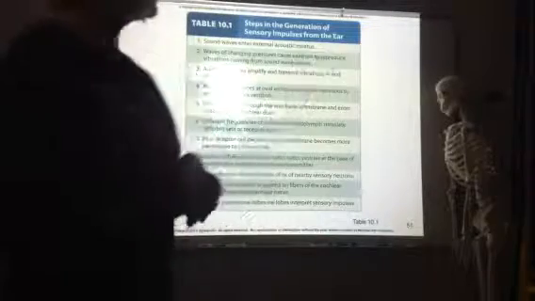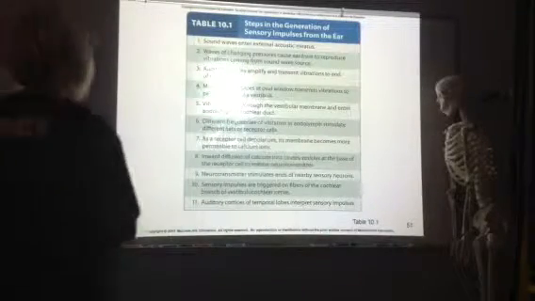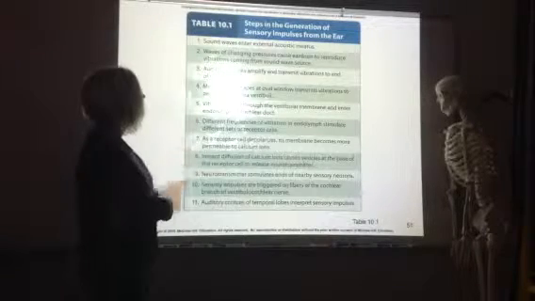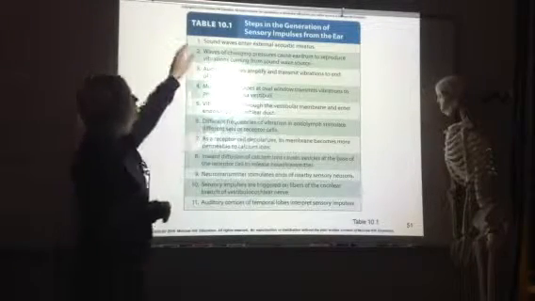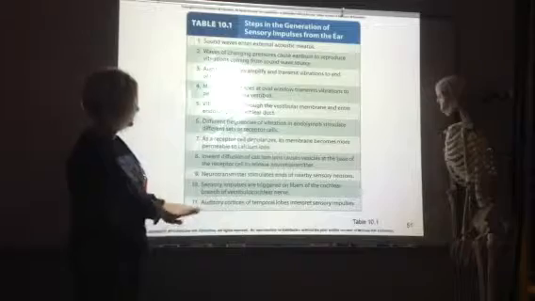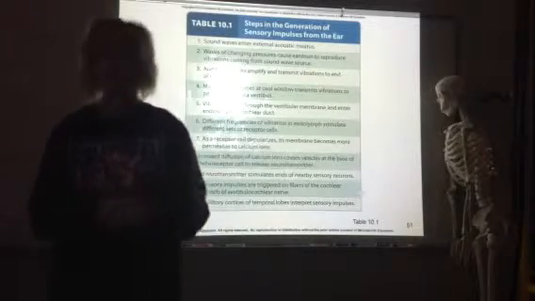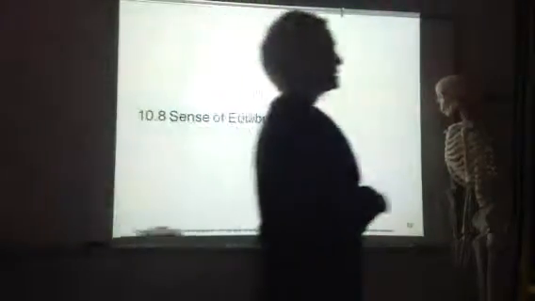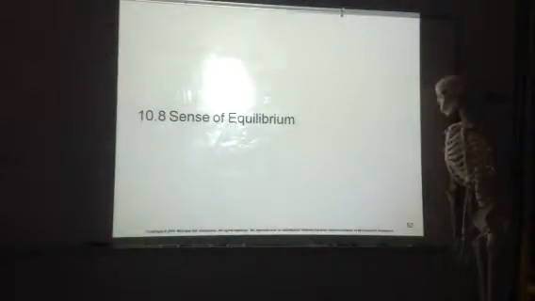So here's a table. This is in your book. This just gives you step by step. I've broken it down. It puts it all together, starting at the external, ending up way inside. And that's it for hearing. So next time, we'll talk more about the semicircular canals and how that affects equilibrium.